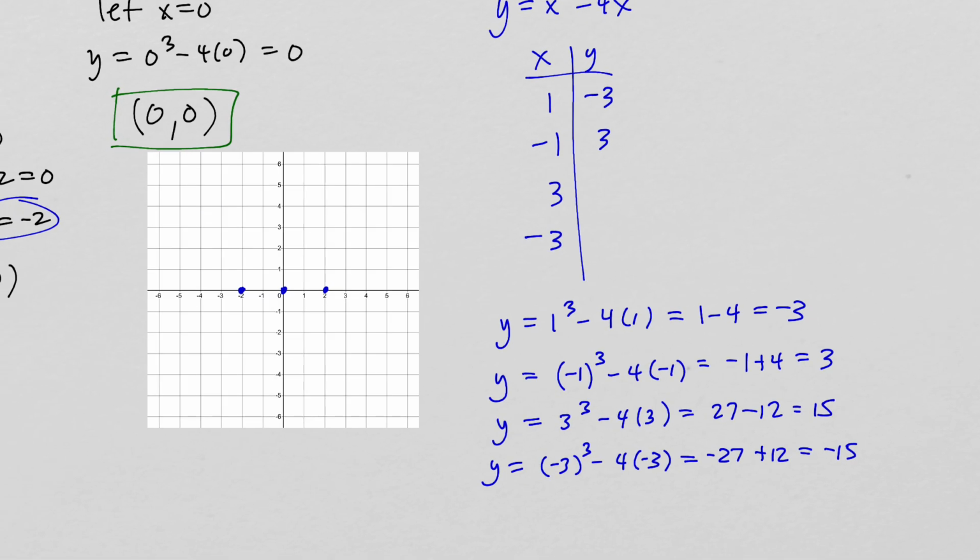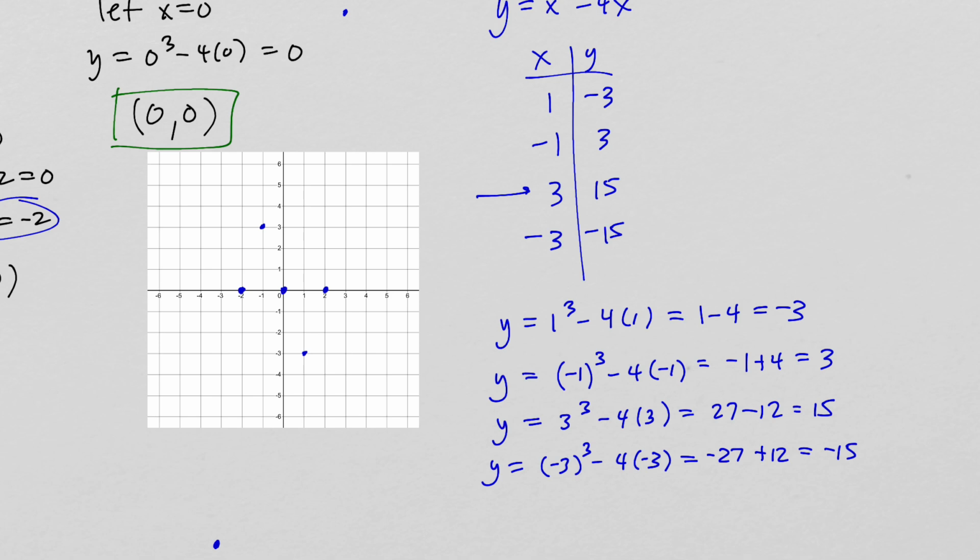Okay, so we have a few additional points here. We have the point x equals 1, y equals negative 3. It's right here. X equals negative 1, y equals positive 3. And then we have the point 3, 15. Now, 3, 15, look at the y-axis here. Y-axis only goes up to 6, so 15 is way up here somewhere. I'm just going to put a point up here really high. And negative 3, negative 15 likewise is a point down here very low.